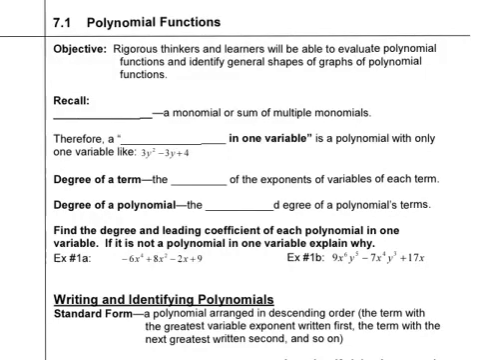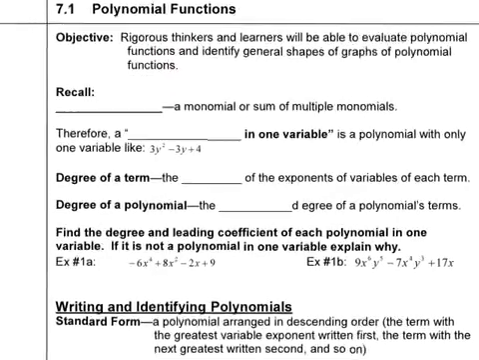Alright, chapter 7, starting off here with polynomial functions. Objective: rigorous thinkers and learners will be able to evaluate polynomial functions and identify general shapes of graphs of polynomial functions. So we should get a pretty good idea of what these graphs are going to look like by knowing something about different functions. So some terms here that we should recall.